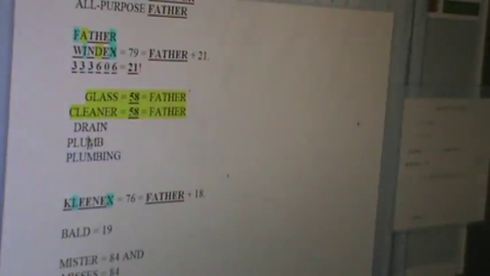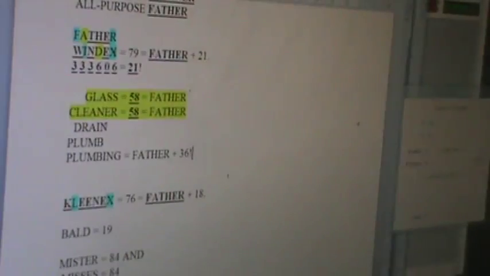Allow me to state the obvious. The word plum and plumbing are plus one for Father. Very glaring too, because the root is 64, offset of 6 from Father, and then the ing adds another multiple of 6. So plumbing is Father plus 36. So thank the Father for your plumbing. And then your drain is Father minus 12, offset.